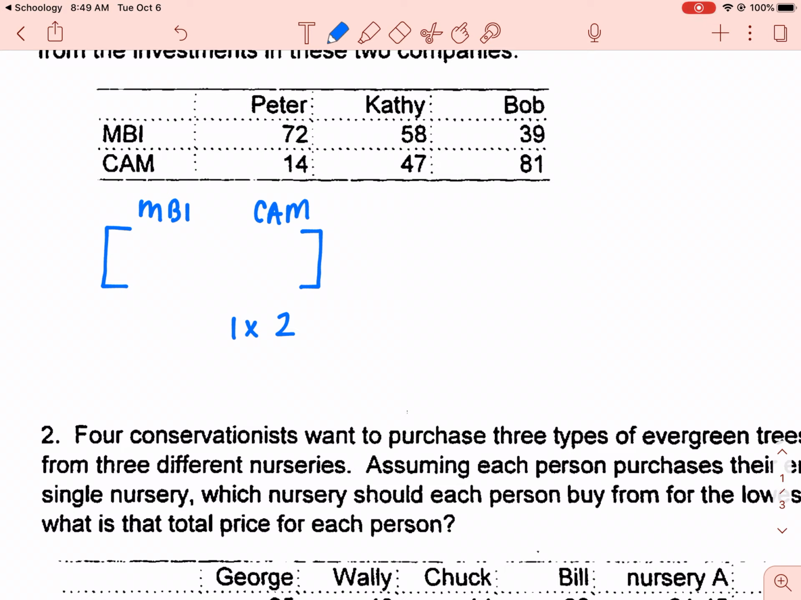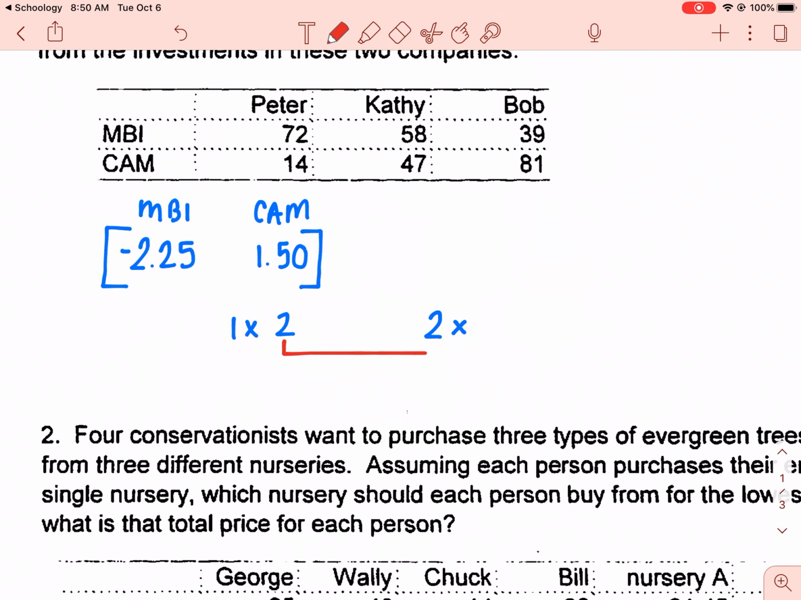This is how much that company gains or loses. So MBI stock lost $2.25, so minus 2.25. CAM gained $1.50. Now, I could have done this many ways, but I'm starting with a 1 by 2. That means what I multiply by needs to be a 2 by something.